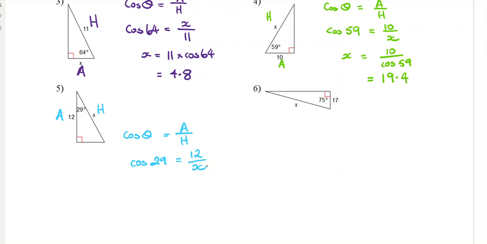So I've labelled my triangle. I've got the a on the 12, the h is on the x. Put my formula down, cos theta equals a over h, and I sub in cos of 29 equals 12 over x. Everyone okay to get that far? X is on the bottom means that they're going to switch places. See if you can finish it off.